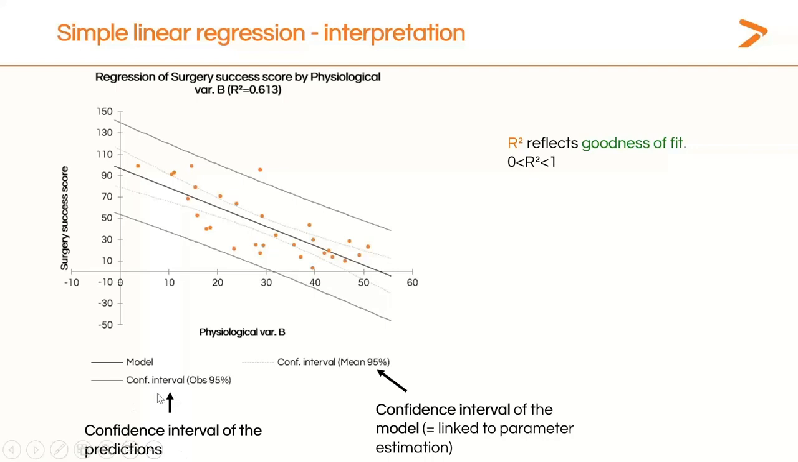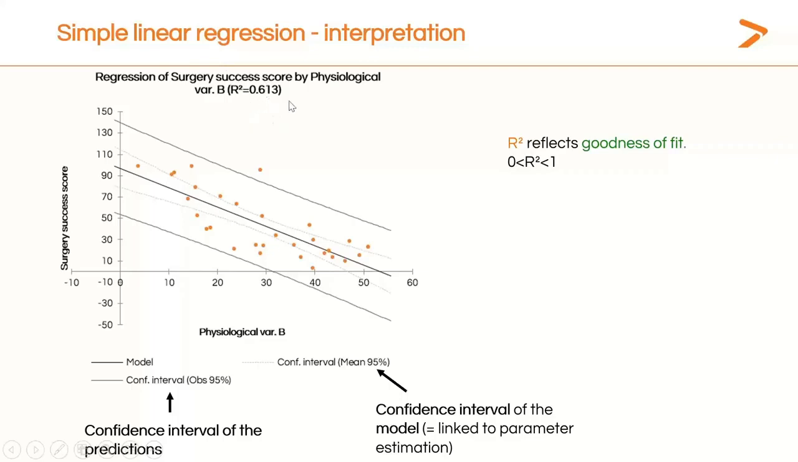This is the confidence interval of the prediction. If you want to use this model for the prediction, this is the uncertainty you will have in your predictions. So this is maybe not a very appropriate model to predict new outcomes of surgery success scores, as the confidence envelopes for prediction is very, very thick. You have one value appearing here.